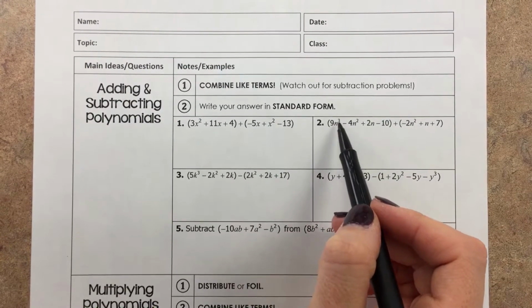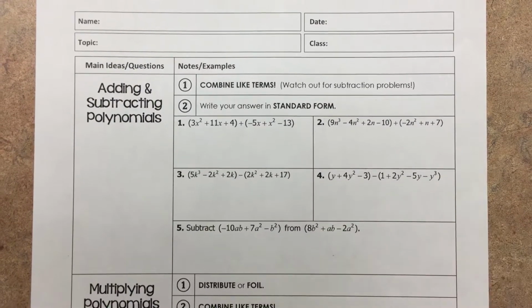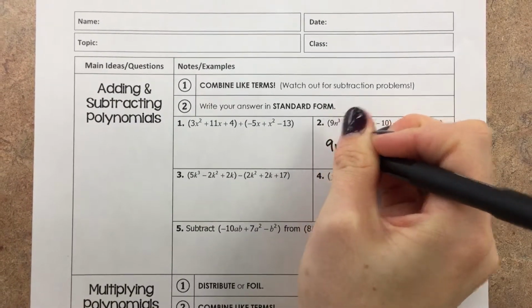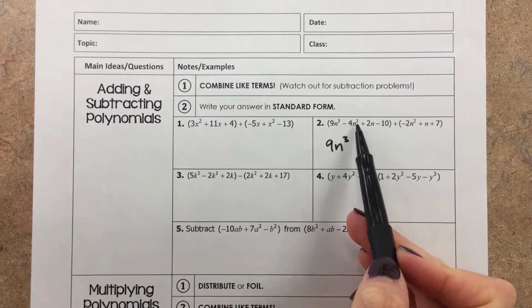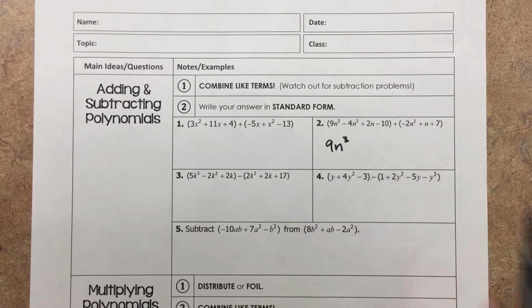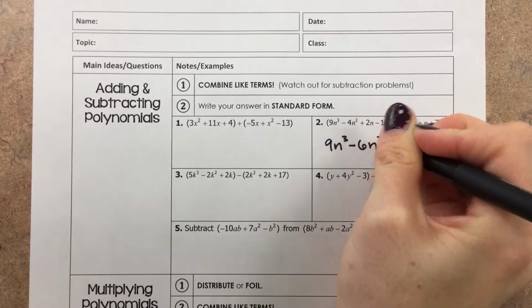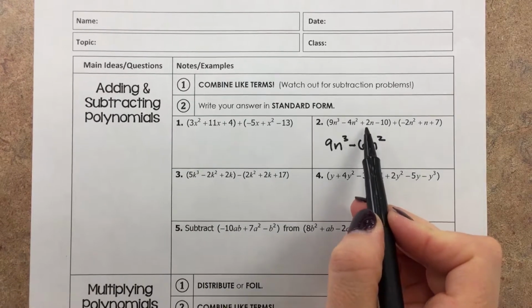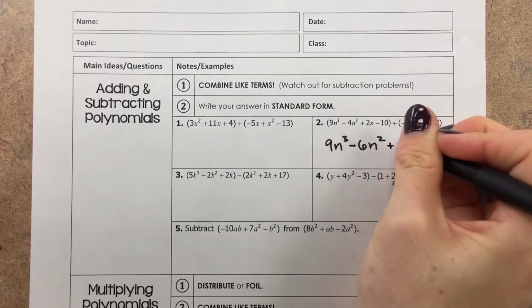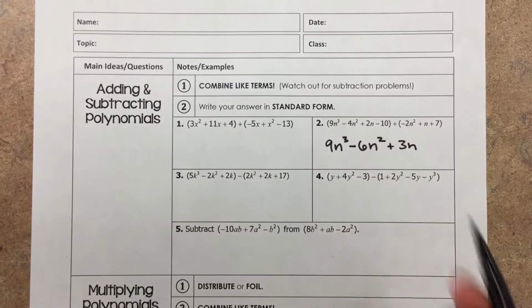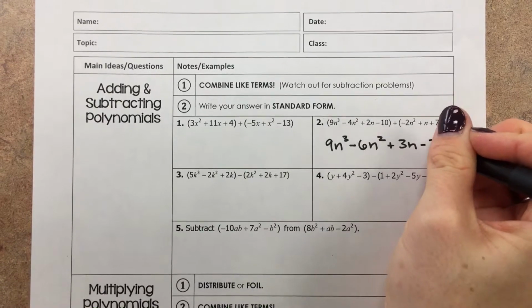So 9n to the third, when you add that to this polynomial, there is no n to the third here, so that would just be 9n to the third, nothing else to add to it. For the n squareds, we have a negative 4n squared plus a negative 2n squared. So combine like terms, negative 4 and negative 2, we have negative 6n squared. Then we move to the 2n plus n. So 2n plus n would be 3n. And then finally the constants, we have a negative 10 plus positive 7, and that would be a negative 3.